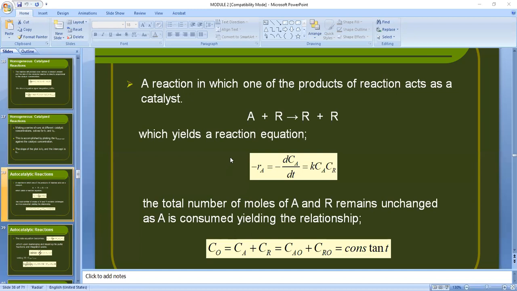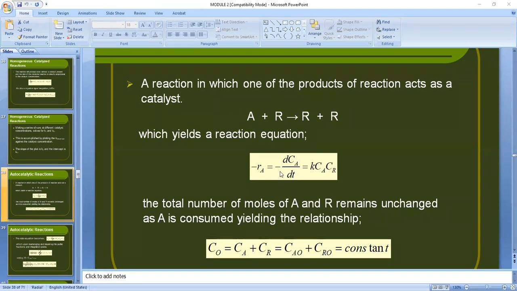Now, for the autocatalytic reaction, class, initially it's a requirement that there has to be an amount of R that should be present. Okay? Homogeneous catalyzed reaction does not require that there should be an initial amount of catalyst present. This one requires that there should be a little amount of the product present initially. So in here, one of the products of the reaction acts as a catalyst. So your product R here is acting as a catalyst. So it's present now, written in both the left side and the right side of the equation.